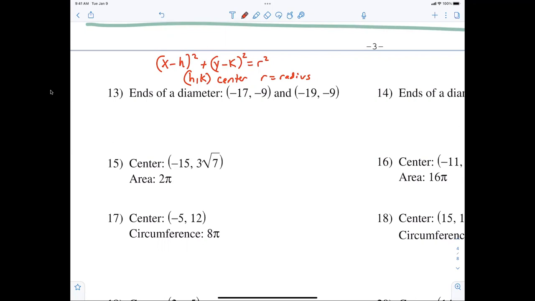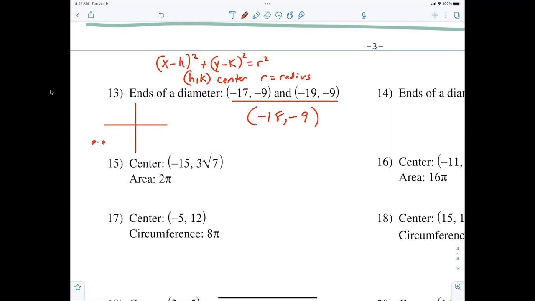Now, if these are the endpoints of the diameter, everybody should be able to look at that and say, then the center is obviously what? Everybody should be able to tell me that the center is (−18, −9). Because if you just drew those out, −17 and −9 would be over here, and −19, −9 would be right there. So if those are the endpoints, then the center is going to be right in the middle.